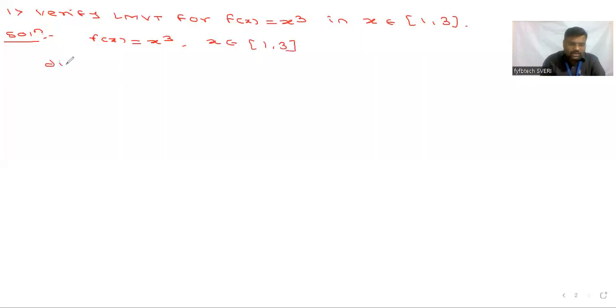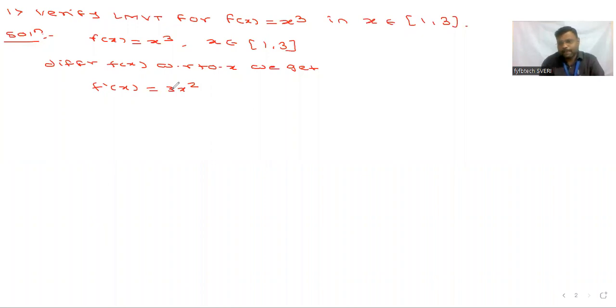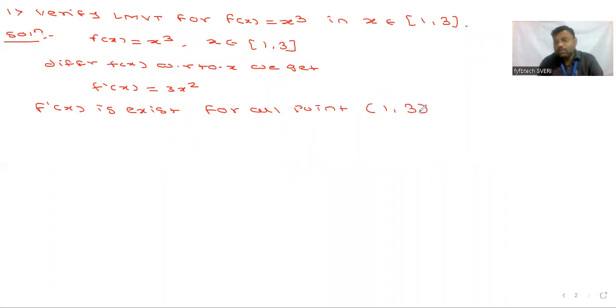So differentiate f of x with respect to x, we get f dash of x is equal to 3x square. Now note this thing, f dash of x exists for all points in open interval 1, 3.